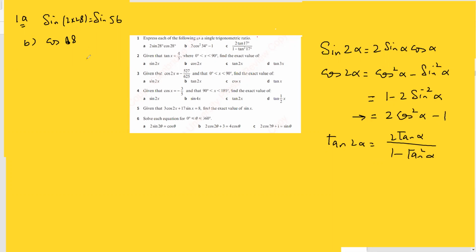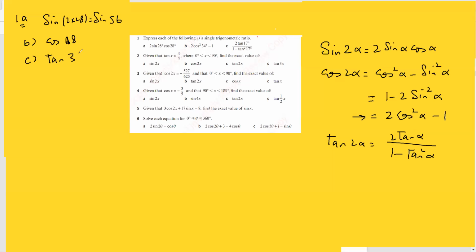Look at this c part, 2 tan 17. So if it is 2 tan alpha over 1 minus tan square alpha, that is tan 2 alpha. So the c part can be written as tan 34.